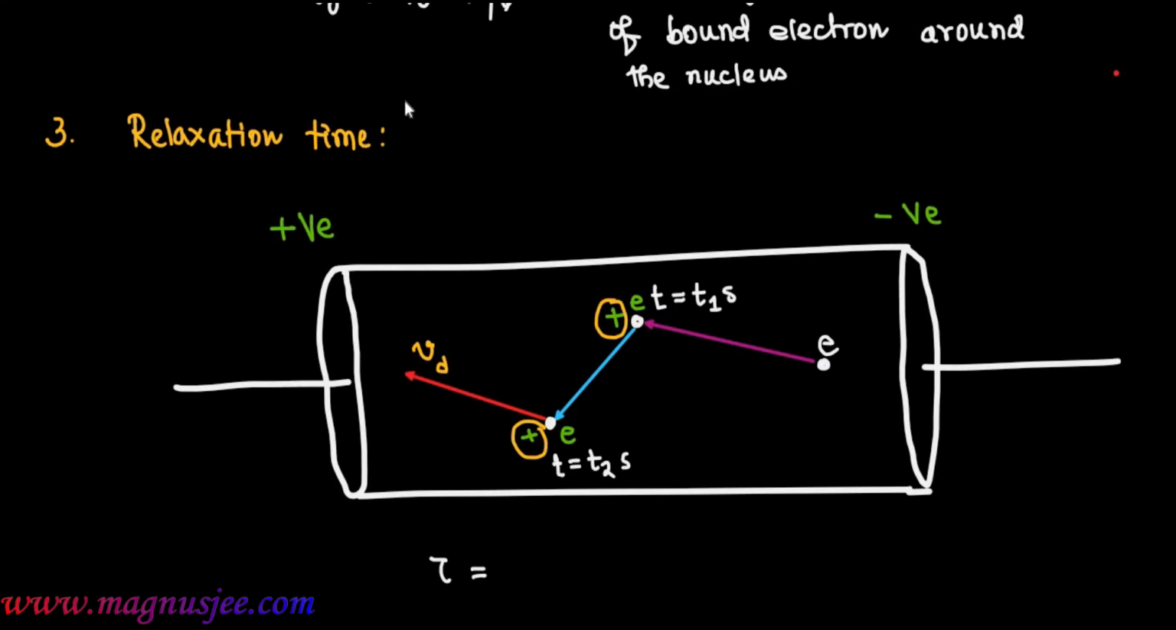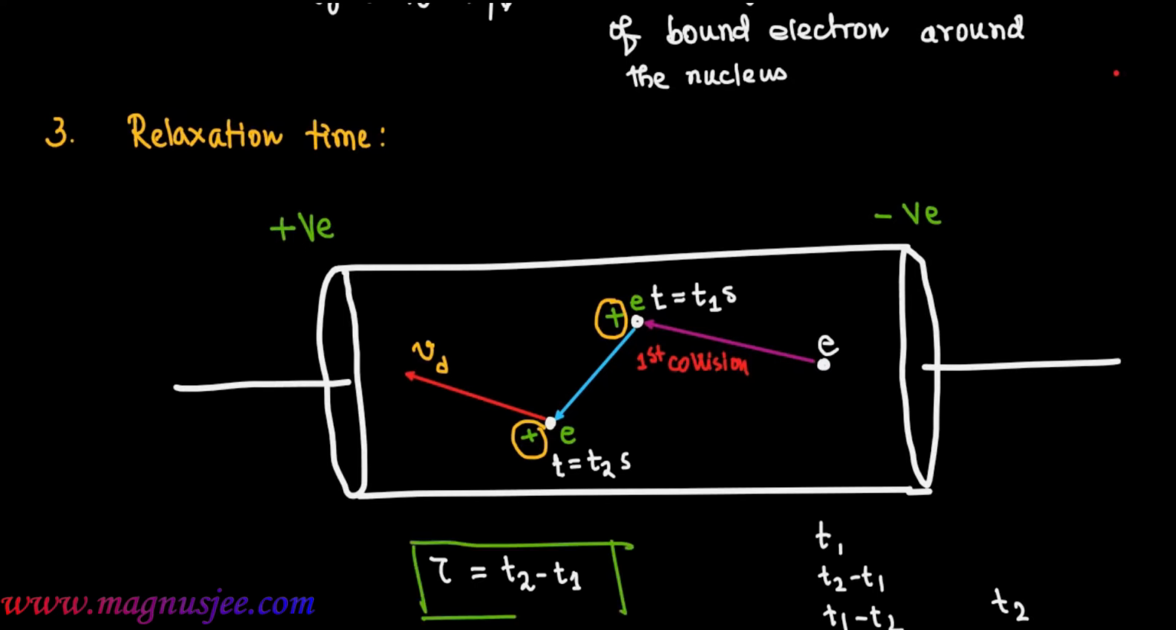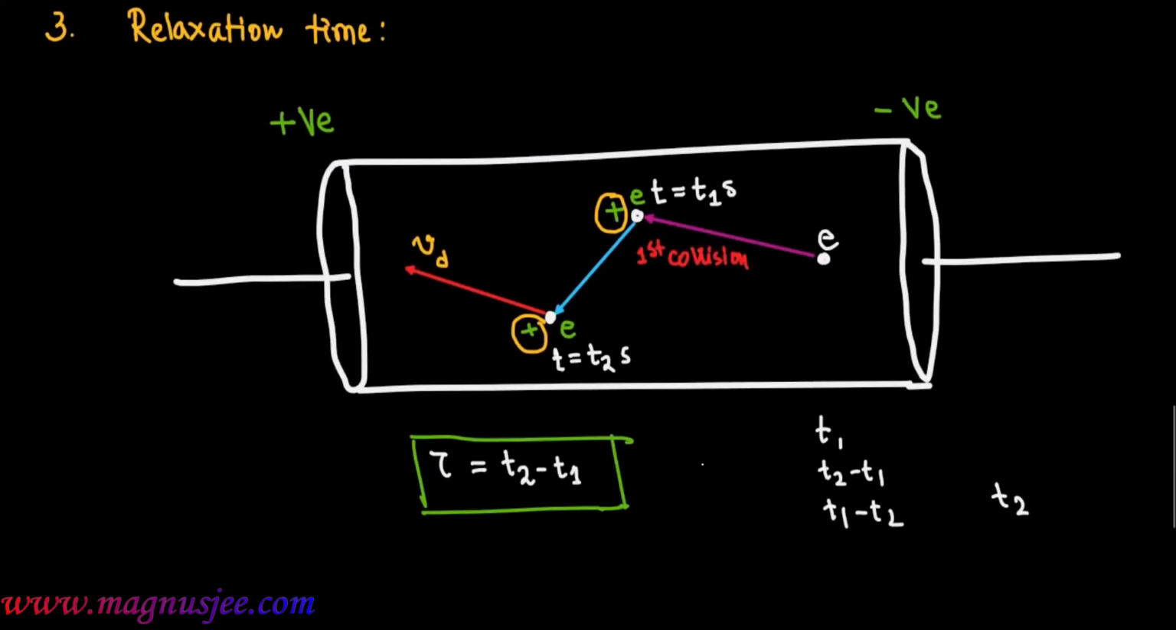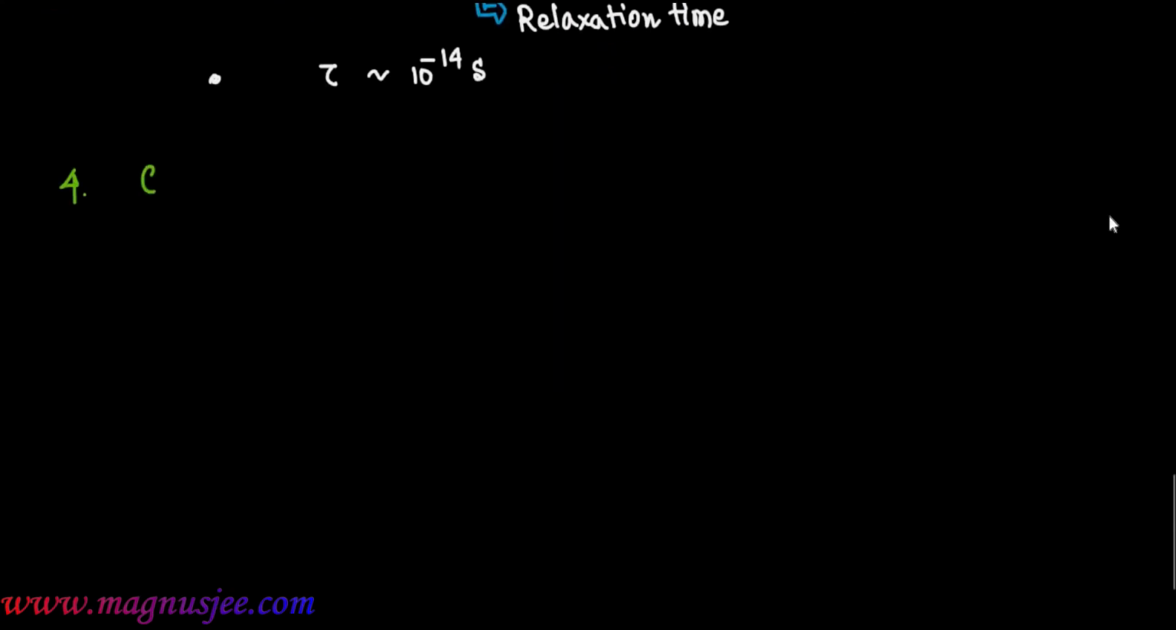Relaxation time is tau, which is equal to what? It will be t1 minus t2 or t2 minus t1. Which one is correct? At t equal t1, it undergoes the first collision, and t2 is the time at which it collides with a positive ion, or undergoes the second collision. That's why tau will be equal to t2 minus t1. That is the relaxation time. Tau is of the order of 10 to the power minus 14 second.